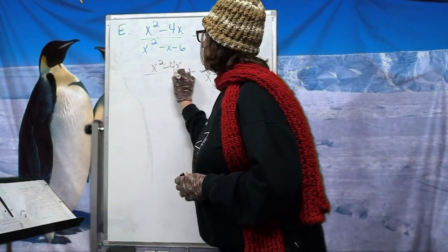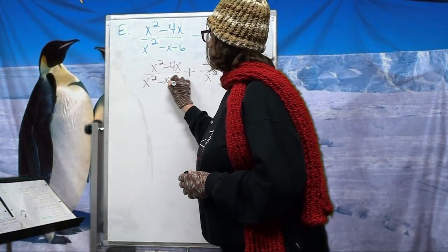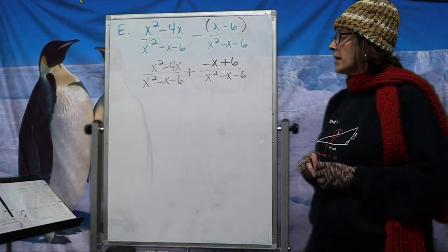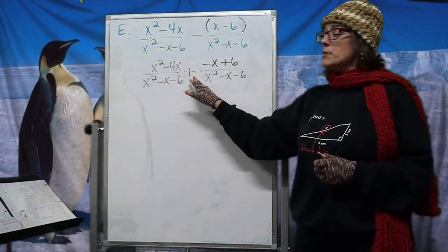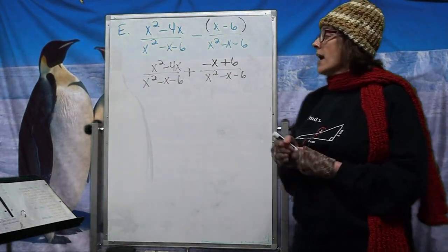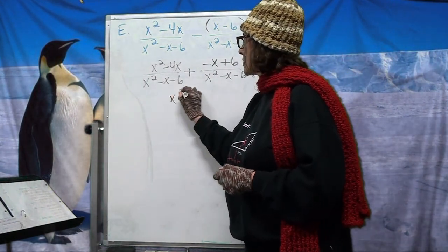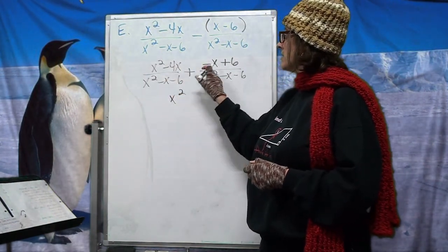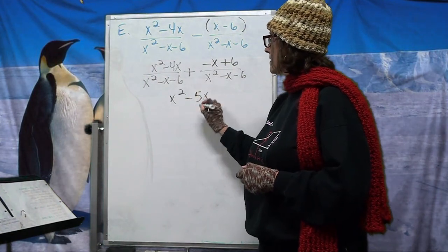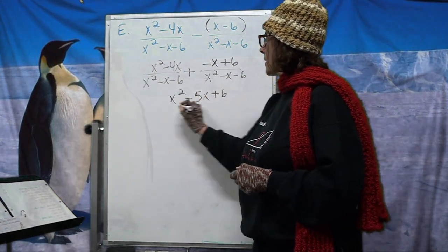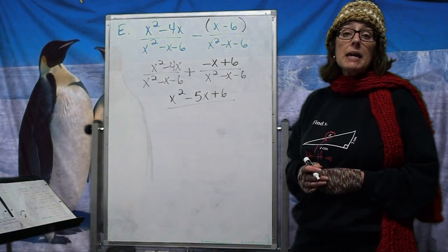So now then, I have the common denominator. I'm adding them up, so I'm going to combine those numerators. X squared will not combine with anything, so I'm just going to carry it down as an x squared. Negative 4x plus a negative x is a negative 5x. And then that positive 6 will not combine with anything. And I'm going to keep that denominator.